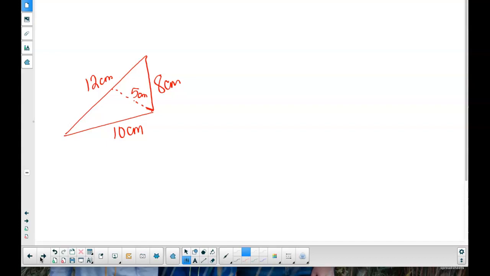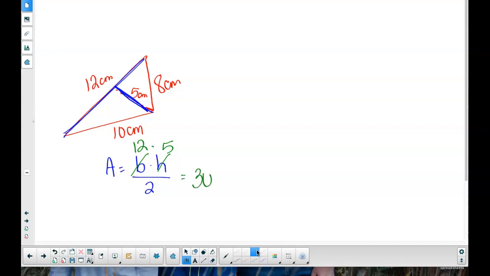Caleb. The 12. The height has to touch the bottom, or the base. Okay? So this is considered the base, and this right here is the height. So sometimes you have to turn your paper to be able to see it. So we would do area equals base times height divided by 2. The base is 12, the height is 5. So you'd have to do 12 times 5 divided by 2. 12 times 5 is 60, divided by 2 is 30.